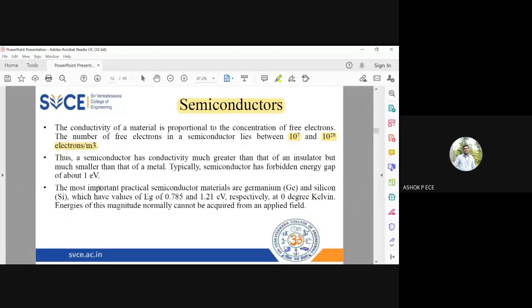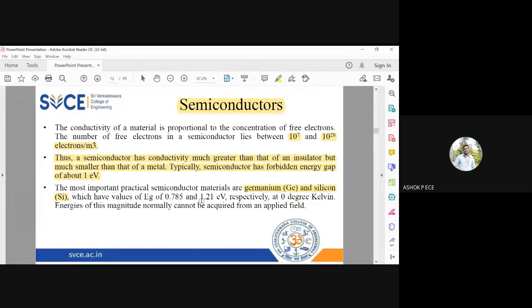And we have seen in the energy band diagram, it has a band gap energy of 1 electron volt. And remember, throughout your 4-year course of PEC, you will be traveling with these two terms, silicon and germanium. The two popularly used semiconductor materials are germanium, denoted by Ge, and silicon, denoted by Si.